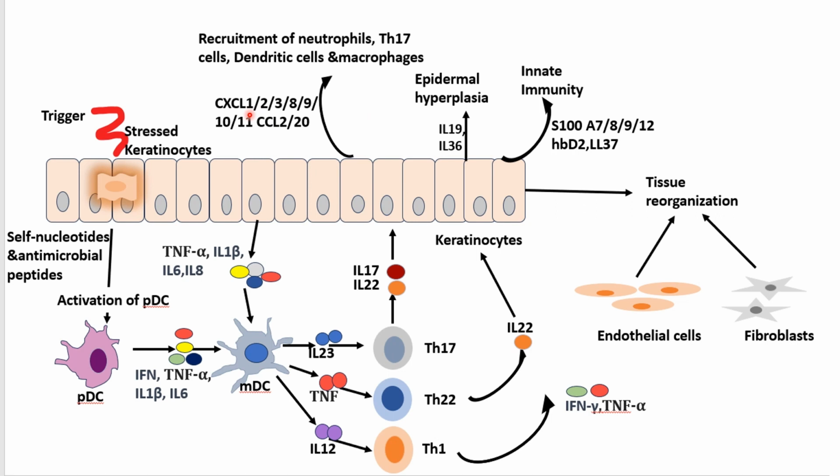many chemokines to recruit neutrophils, T helper 17 cells, dendritic cells, and macrophages, and also will secrete cytokines to aggravate the process. Also, keratinocytes will secrete antimicrobial peptides like S100A7, A8, A9, A12, human beta defensin 2, and LL37. And also these keratinocytes, under the effect of interleukin-19 and 36, will cause epidermal hyperplasia, and also will share with other cells like endothelial cells and fibroblasts in tissue organization.